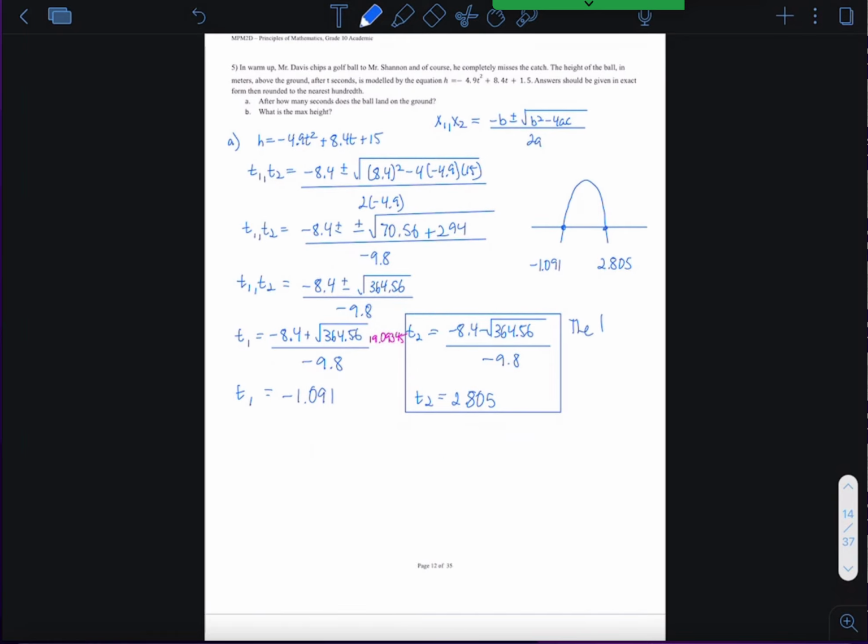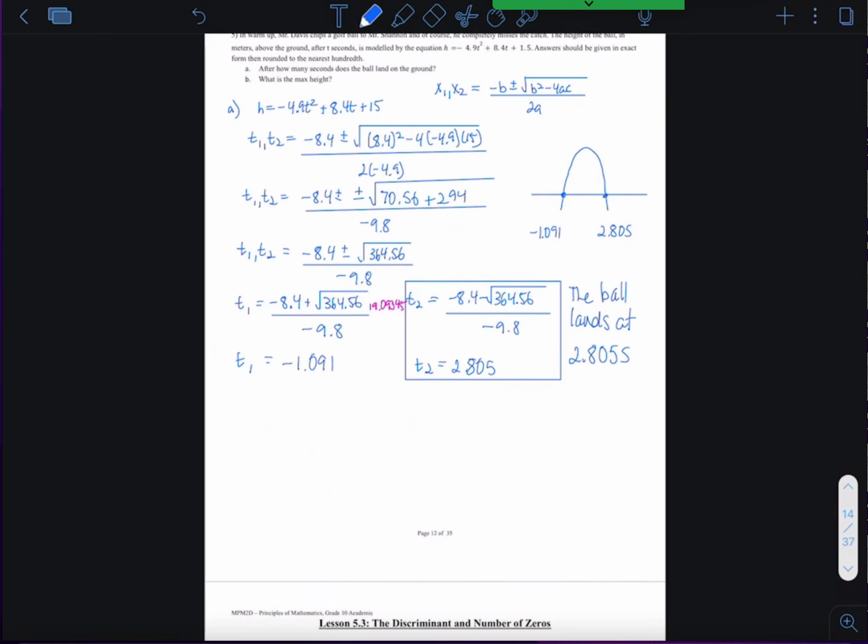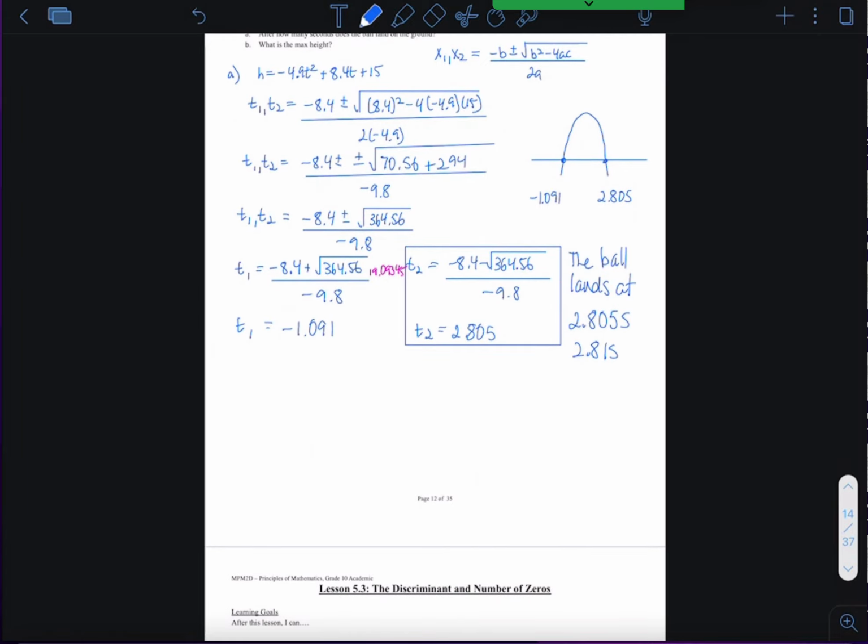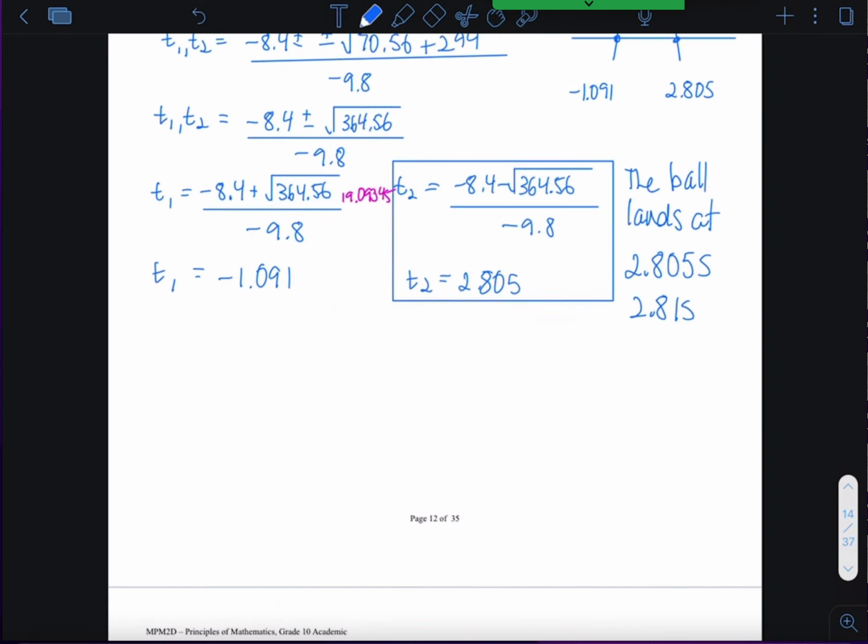The ball lands at 2.805 seconds. Now I know I asked you for exact and rounded to the nearest hundredth, which is technically 2.81 seconds, and that's the final answer. Okay, what is the max height?